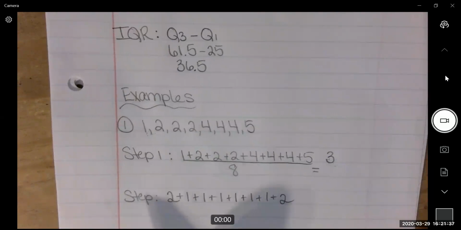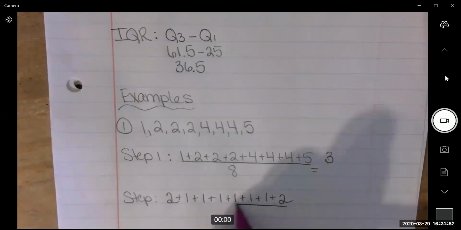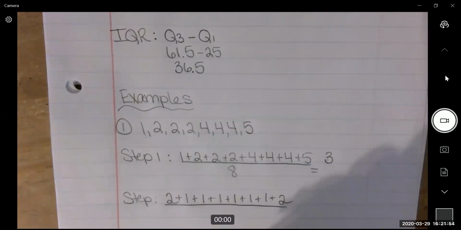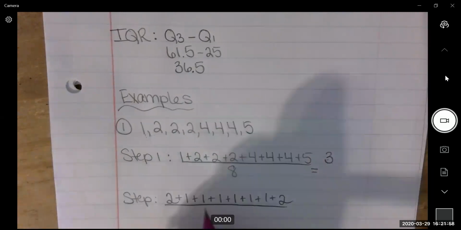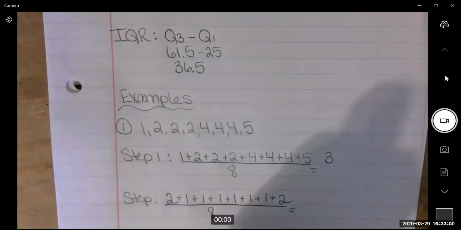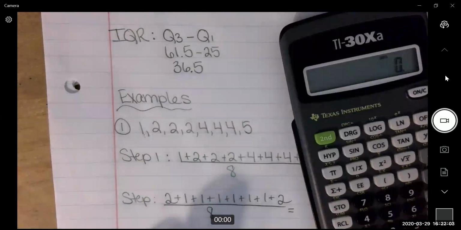So that's step 2. Find the distance between each data value and the mean. Step 3 is to find the sum of the distances in step 2. And then step 4 is to divide that sum from step 3 by the total number of data values. Well, I know I have 8 data values, so I'm going to go ahead and write that 8 there.